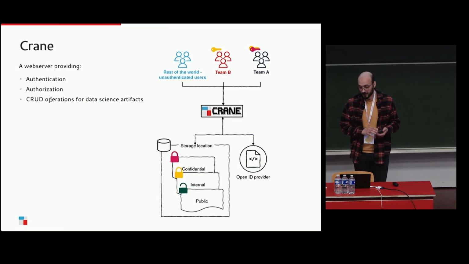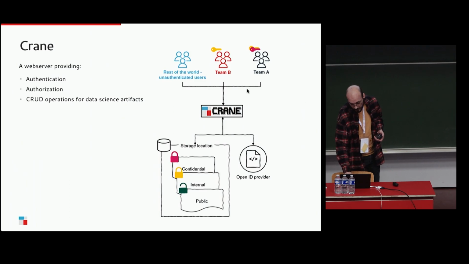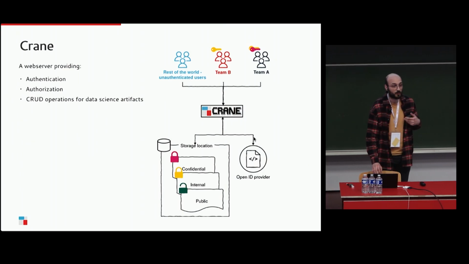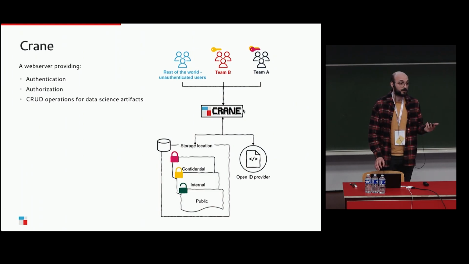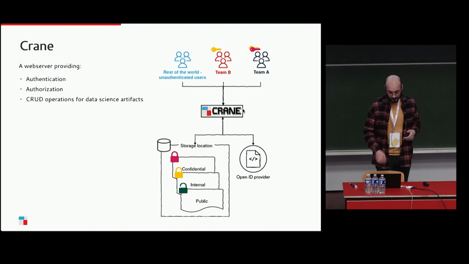So the solution we came up with is Crane. It's just a web server that connects the user to a storage location, which has some files which are either secured or not secured. And the users get identified using an OpenID provider, which then allows them to either see confidential or internal files or only see public files.